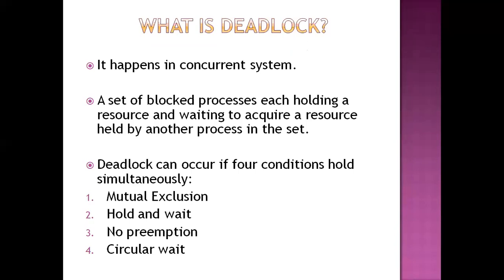So first thing, we should know what is deadlock. Deadlock is a set of blocked processes, each holding a resource and waiting to acquire a resource held by another process in the set. Suppose a system has two disk drives and there are two processes P1 and P2 running in the system, and each process holds one disk drive and each needs another one. So no process will be able to complete its execution. So we can say that the system is in deadlock.